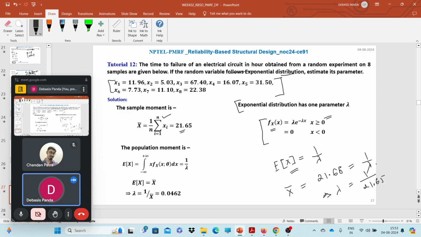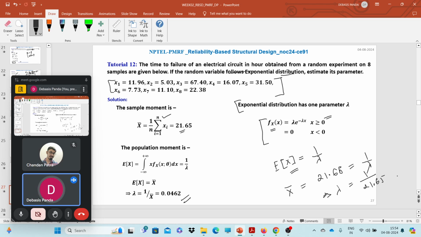One divided by 21.65 and it comes as 0.0462, right? So by this way we can calculate the parameter. It's simple. We just need to equate the kth population moment with the kth distribution moment. What is the concept behind it? If we increase the sample size at the limiting condition, your population moment will be equal to your sample moment.